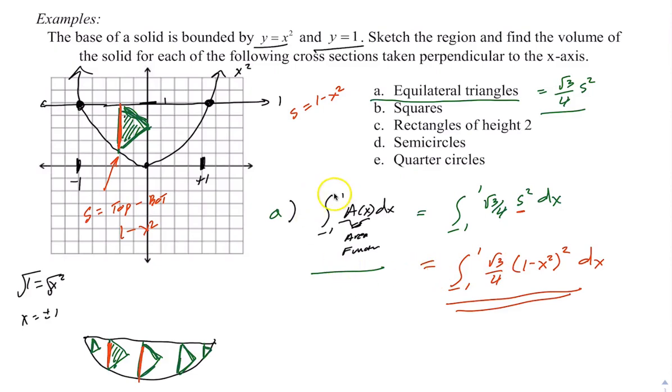The way you set it up, if we're doing volume of known cross sections, is that whenever I see those words, I think: integrate the area formula. So we're going to integrate the area formula. What's my area formula? In this case, the picture is equilateral triangles. So here are my equilateral triangles.